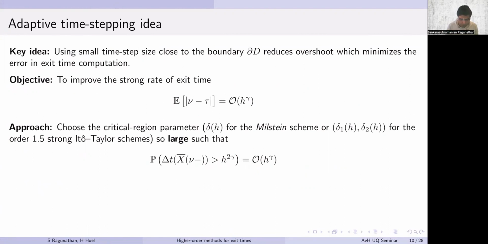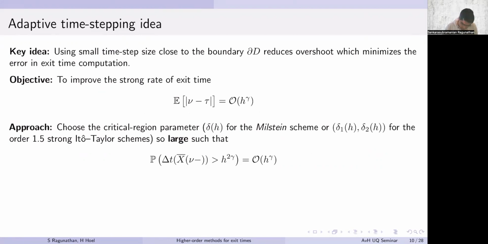So we end up computing the mean exit time with a high accuracy, but for a high cost as well, which is something we want to avoid at all costs, because it's not easy to simulate the process using finer and finer time step sizes without significantly getting hit in the computational cost. So we basically want to choose delta and the tuple delta 1, delta 2 in an optimal way, let's say, so as to keep the cost in control and at the same time also improve the error rate.